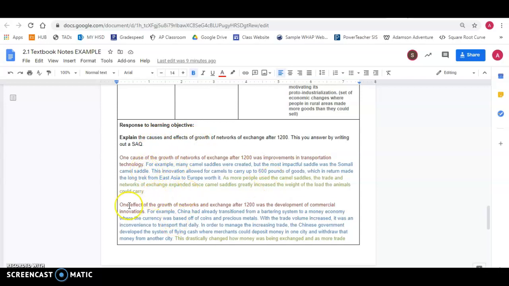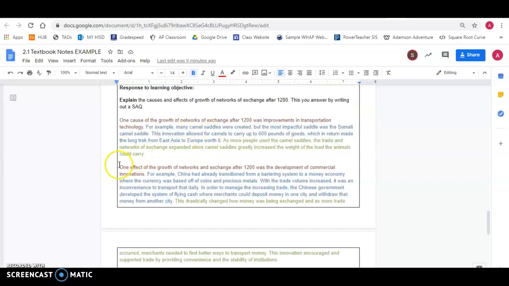So when I'm looking at this, my answers are: one cause of the growth of networks of exchange after 1200 was improvements in transportation technology. For example, many camel saddles were created, but the most impactful saddle was the Somali camel saddle. This innovation allowed camels to carry up to 600 pounds of goods, which in return made the long trek from East Asia to Europe worth it. As more people used camel saddles, the trade and networks of exchange expanded, since camel saddles greatly increased the weight of the load the animals could carry. So that's going to be my SAQ for the cause.